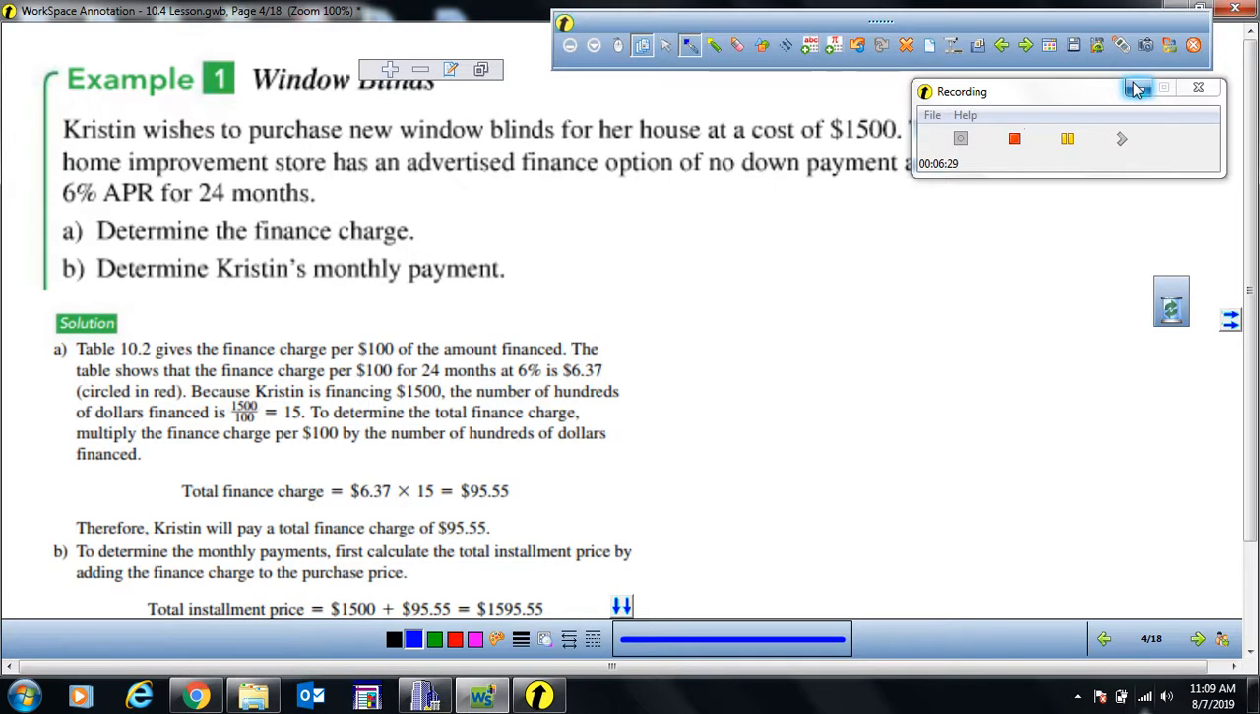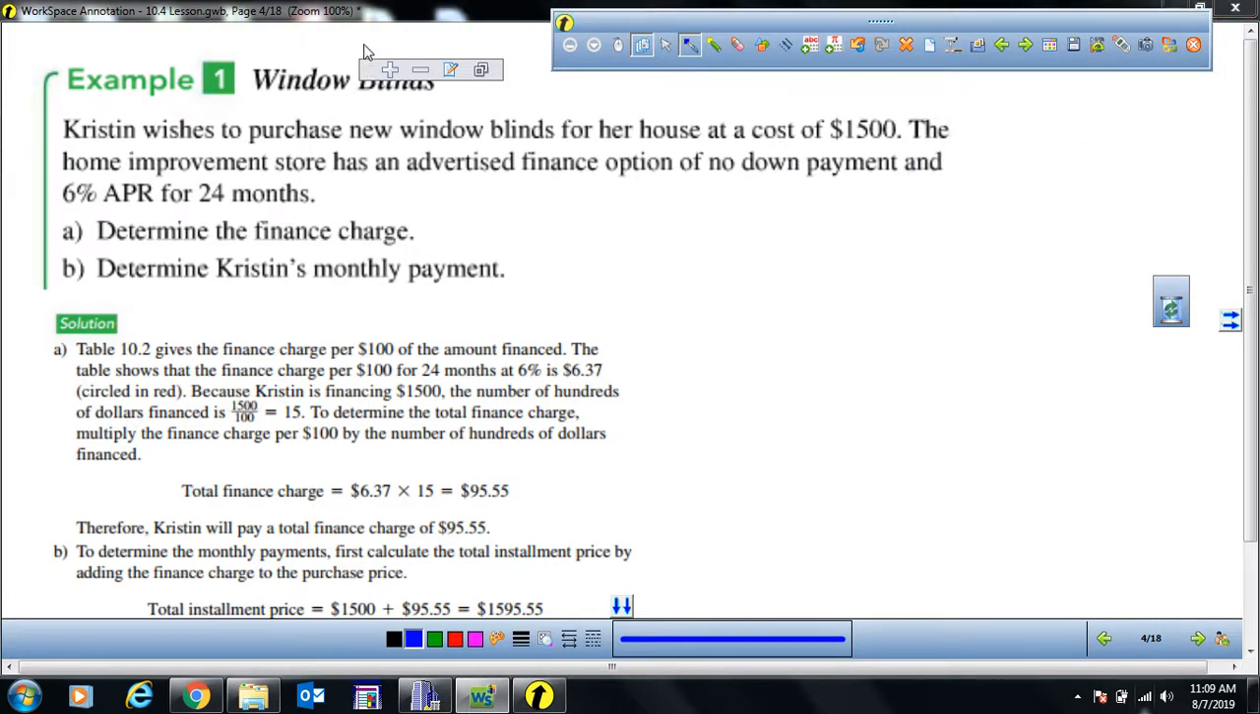It says Kristen wishes to purchase new window blinds for her house at a cost of $1,500. The home improvement store has an advertised finance option of no down payment and 6% APR for 24 months. A, determine the finance charge. And B, determine Kristen's monthly payment.